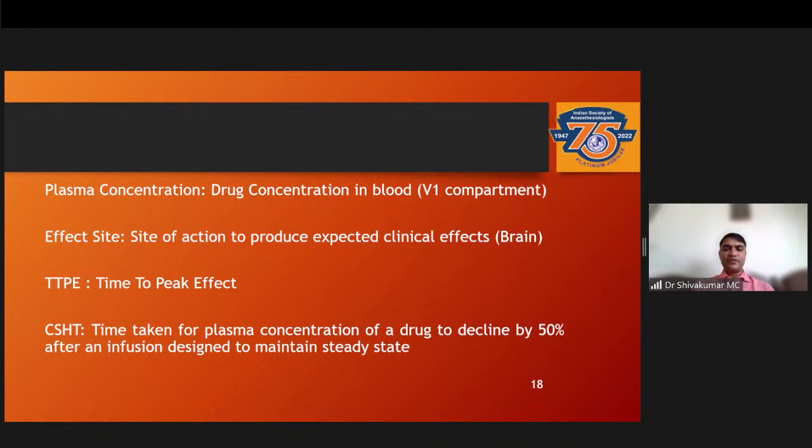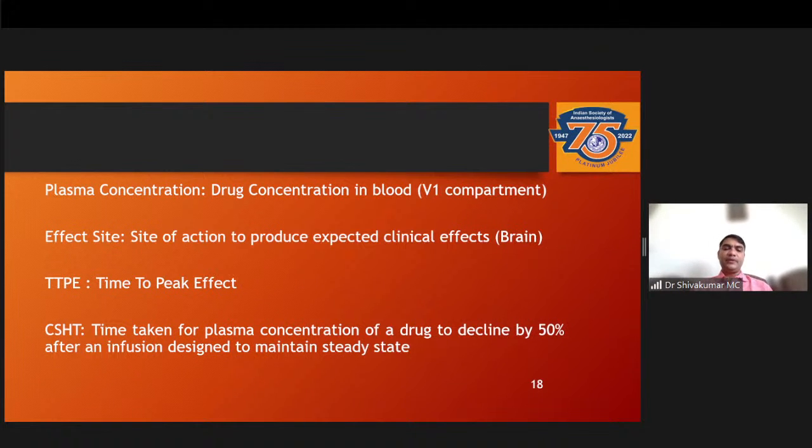This is the time taken for the plasma concentration of a drug to decline by 50% after an infusion designed to maintain a steady state. So as compared to the regular half-life, when you give an infusion for a prolonged time, what is the time taken by the plasma concentration to decrease by 50%? That is called the context-sensitive half-time.